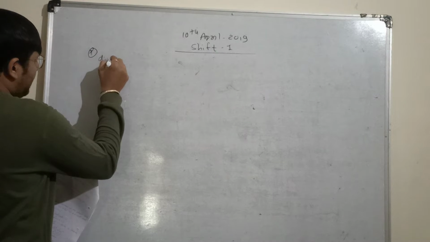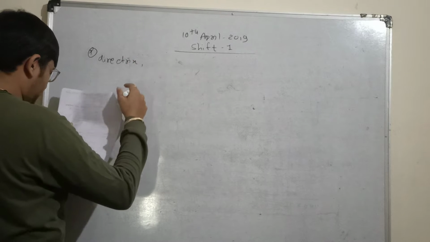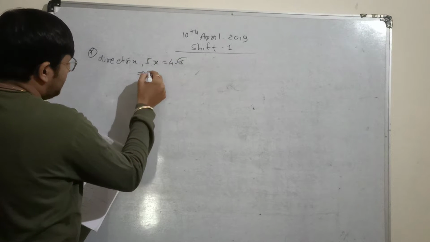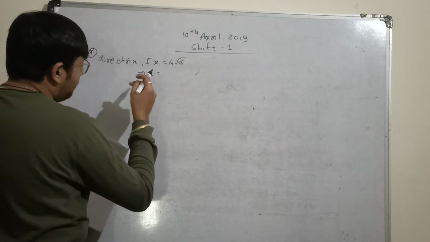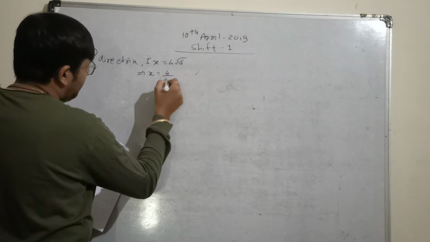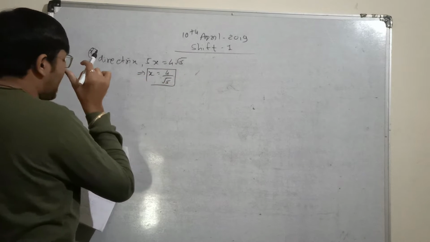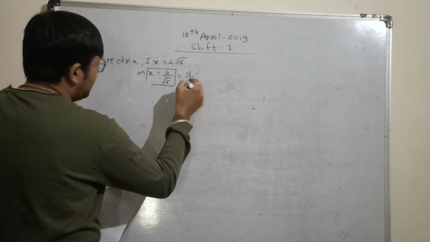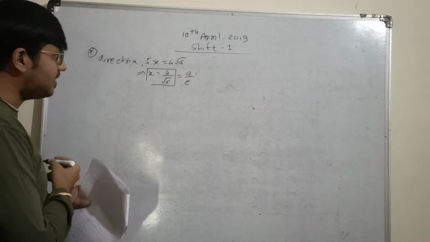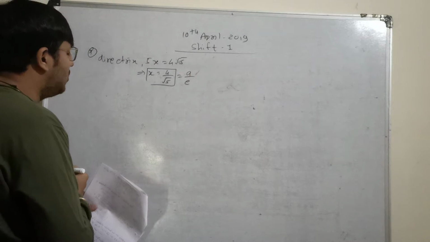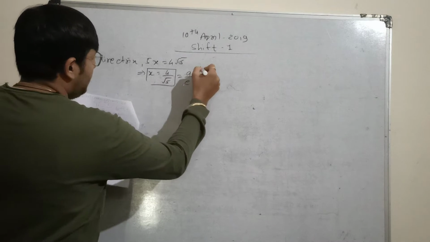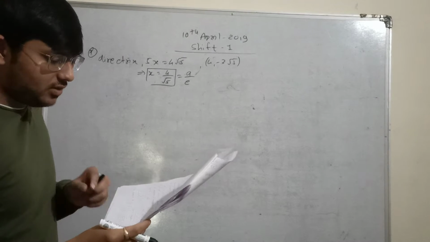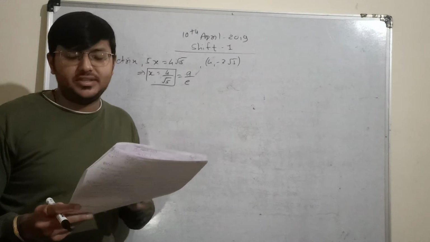So here the directrix is given as 5x equals 4 root 5. This is the directrix given to you, and we all know that directrix of a hyperbola can be found out as a by e, the ratio of a and e, right? Also the hyperbola passes through the point 4 and minus 2 root 3. So you have to find out the equation in form of eccentricity e.